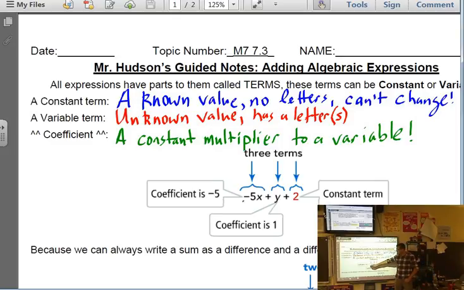So this -5, it's going to do -5 times whatever the x is. We don't show it, but there's a 1 out here. That's 1 times the y. You've got 1 y there.